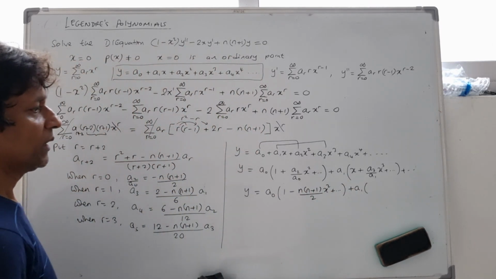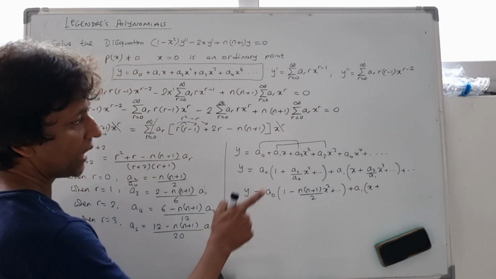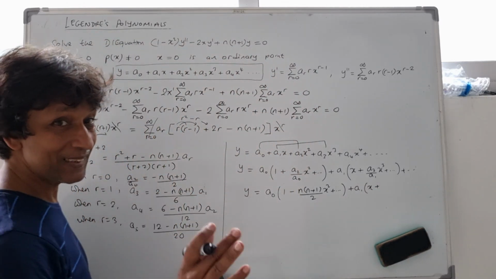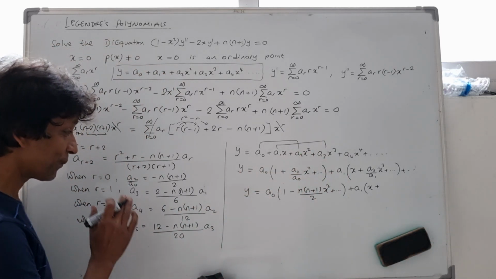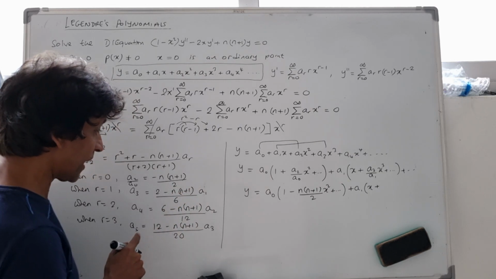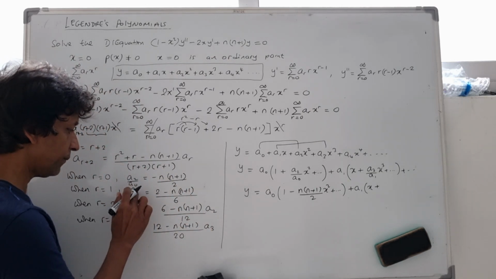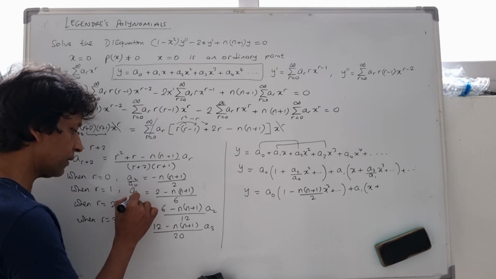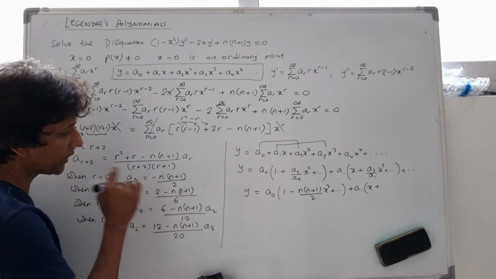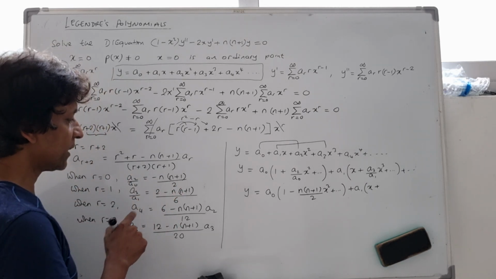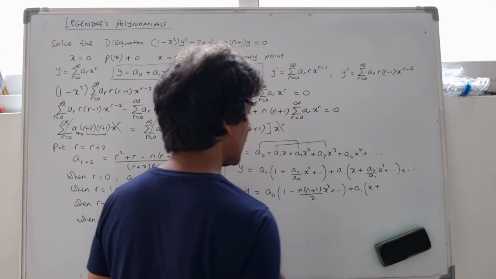Plus a1 into x, plus now a3 over a1. We're going to do exactly the same thing that we just did with a1 and a0. So this is now a3 over a1. Here's a1, so I'm just going to cancel this here, put my a1 underneath. So a3 over a1 is 2 minus n into n plus 1 over 6. There's a minus, there's a plus here. So I can put plus, then in brackets, I've got all of that.